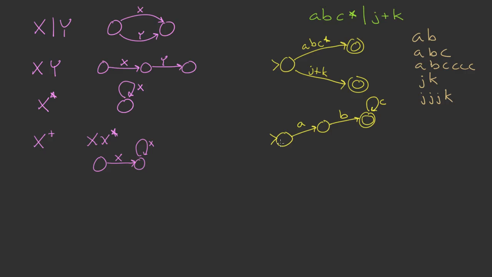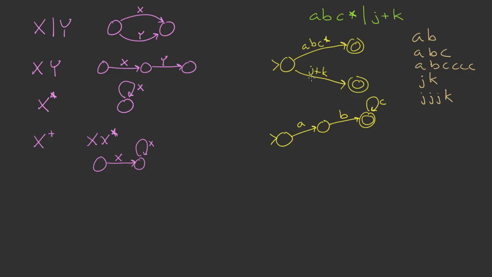ABC is starting at A, going to B, and then looping once on the C, and A, B, C, C, C, C is starting at the A, going to B, and then looping on to C 4 times. So that part's going to work. Then we'll do the J plus K.